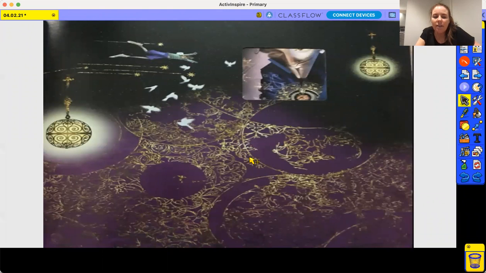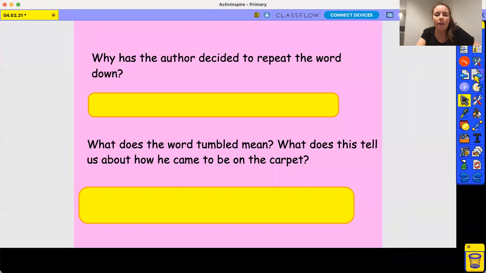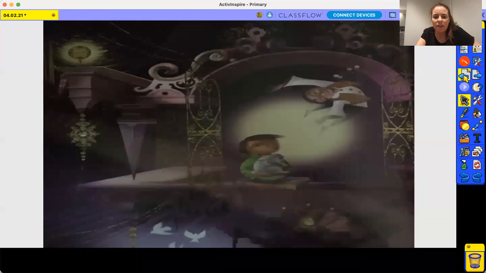Okay, if we look here again, like before when he had fallen and Abdul Kazam was peering through, he's peering through again as that's what's signaling him to come back. Okay, so why do you think the author chose to repeat the word down, down? Okay, so we'll just go back to have a little look at that. It was right at the start.